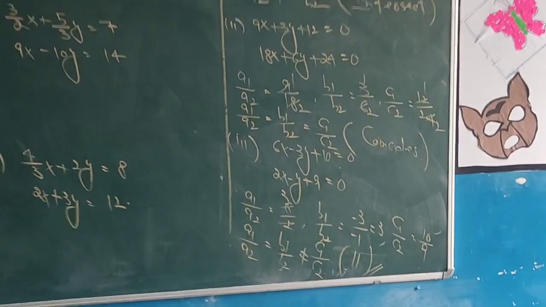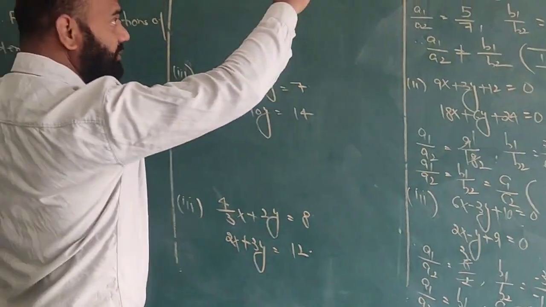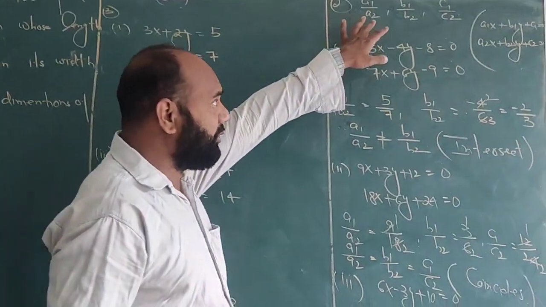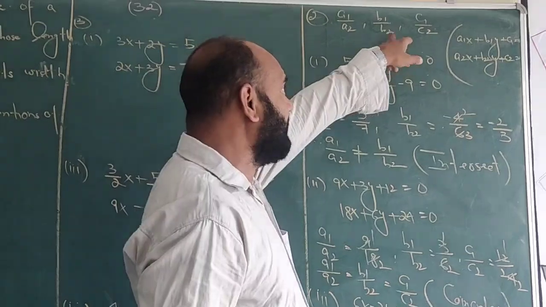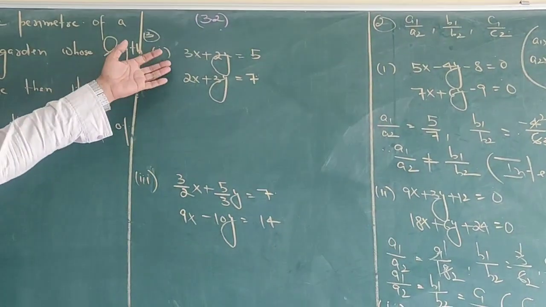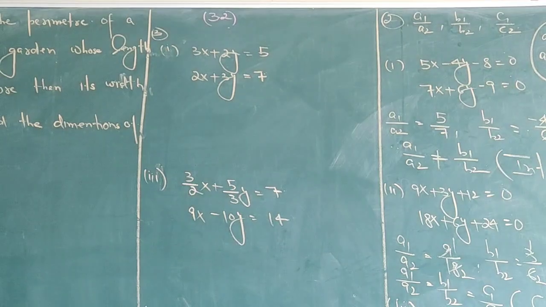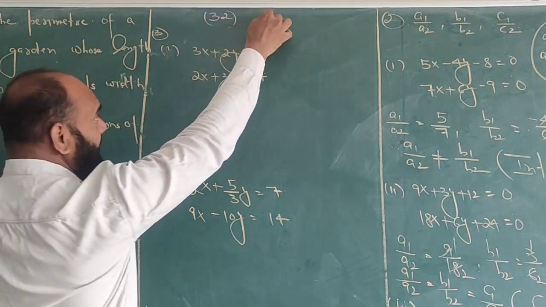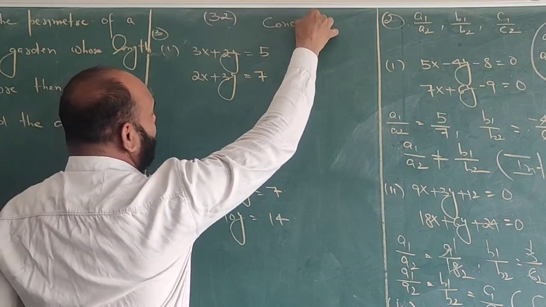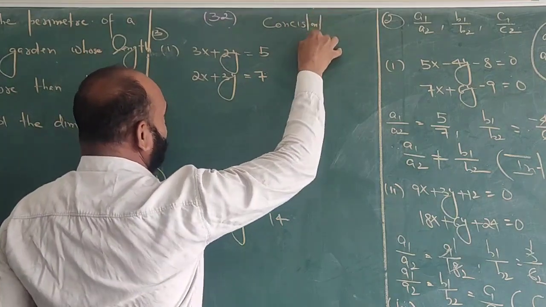Now the third question. Using the same fact, using the ratios A1 upon A2, B1 upon B2, C1 upon C2, discuss whether the given lines are consistent or inconsistent.